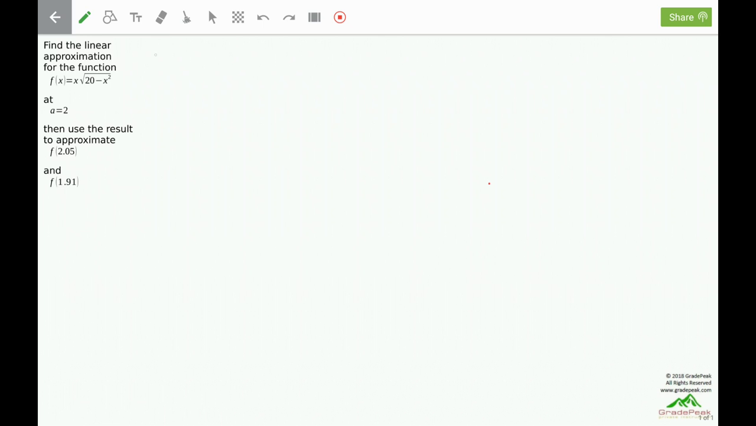The linear approximation involves the function f of x, which is x times the square root of 20 minus x squared, as well as its derivative. But before we take the derivative, let's rewrite the radical as a fractional exponent. So it'll be 20 minus x squared to the 1/2 power.